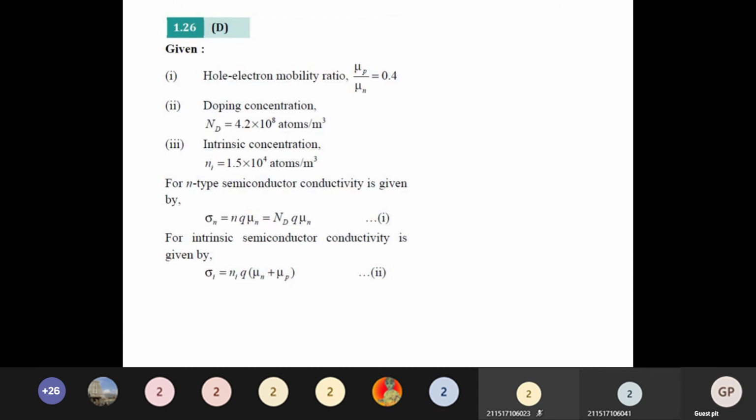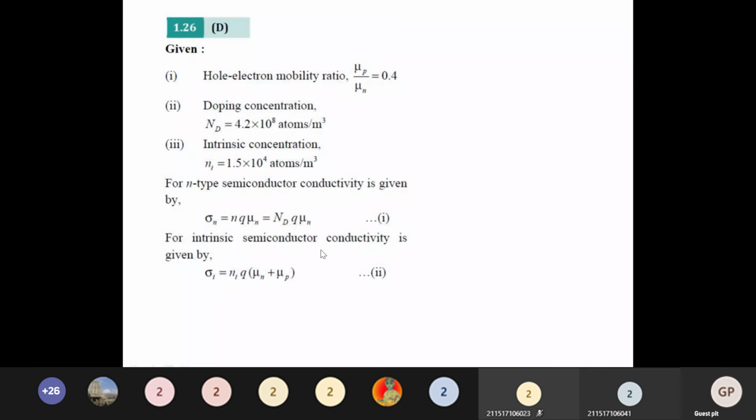Okay, so the conductivity formula: sigma n is equal to the basic formula n q mu n. Here n is equal to our electron doping concentration Nd. Nd means donor, D always representing donor, and donor means electron, so it is n-type material. So small n is equal to Nd. Then the remaining q and mu n we substitute. This is for the n-type semiconductor.